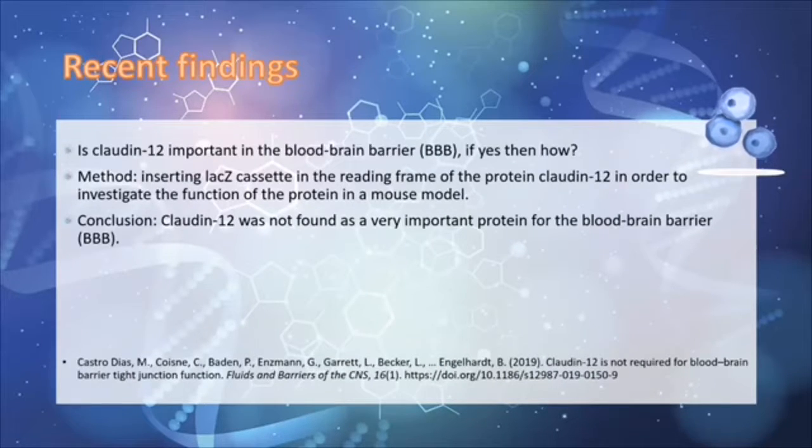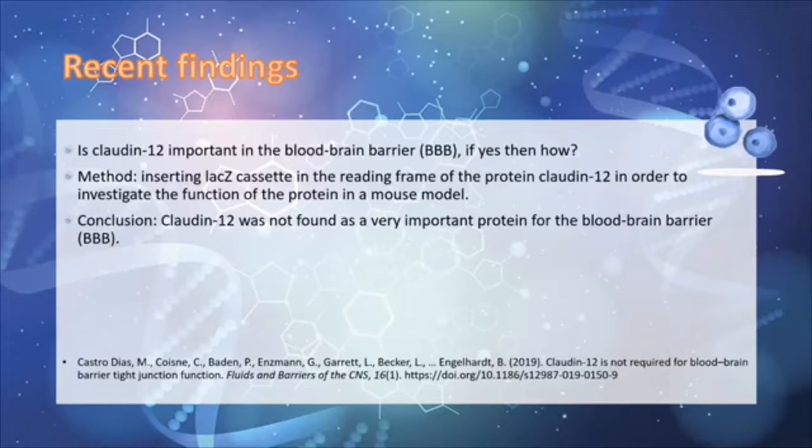In an article about a recent finding, the researchers were asking if Claudin 12 was an important type of protein in the blood-brain barrier and wanted to know the role which it played. They used a mouse model and inserted a lacZ cassette in the reading frame of the protein in order to investigate the function of the protein.